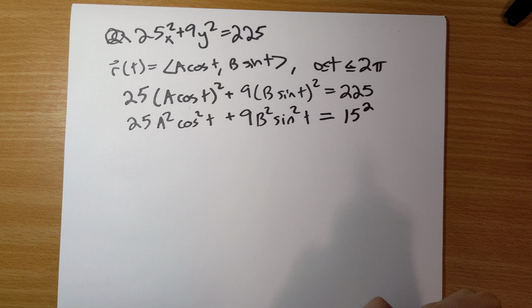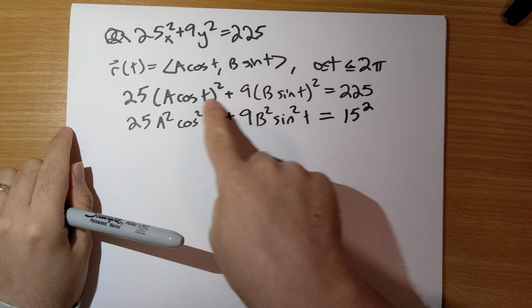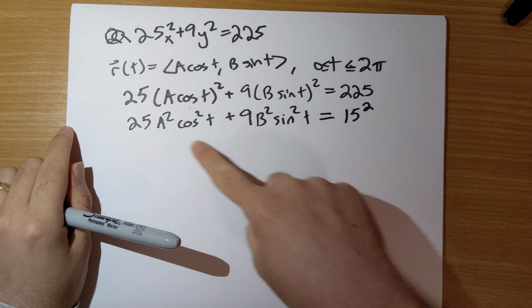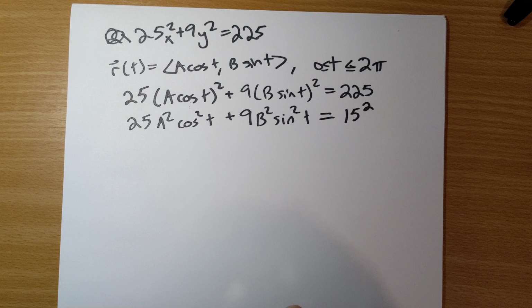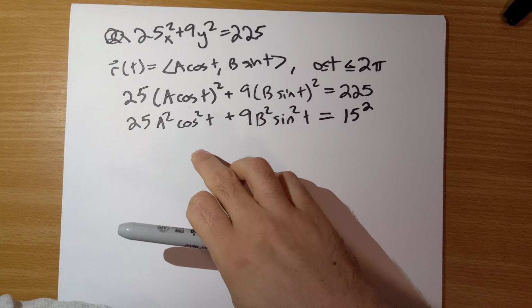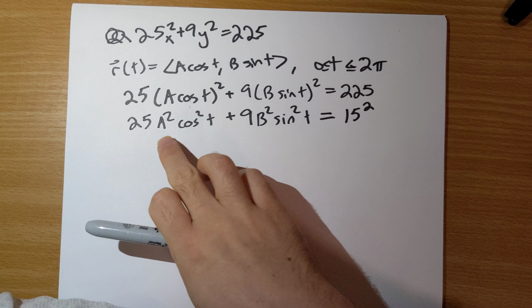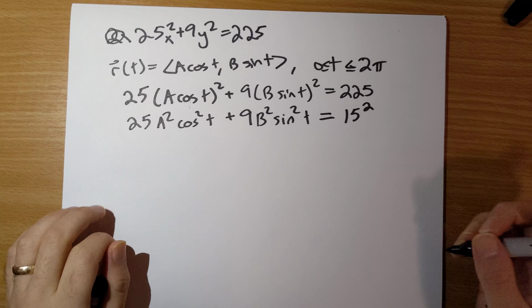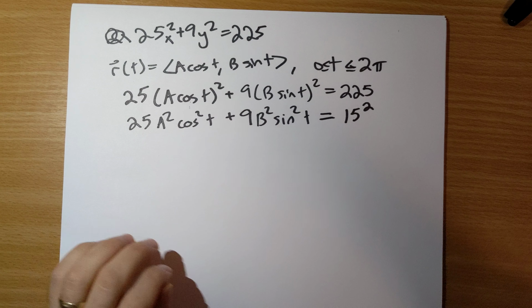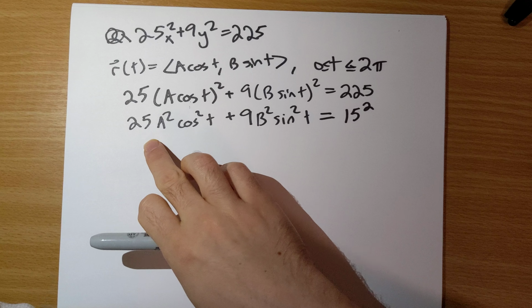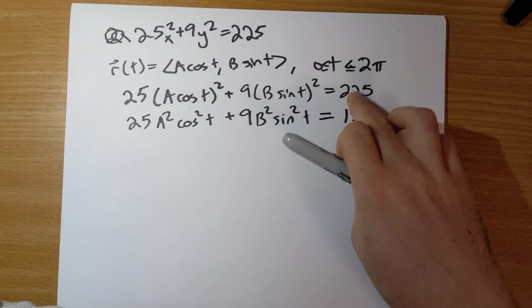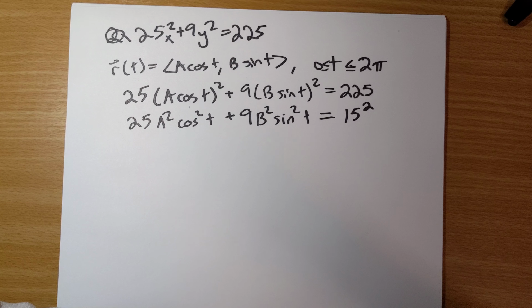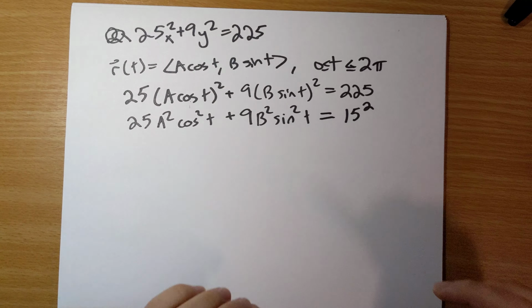So the thing that we would like is we would like this whole thing to equal 15 squared here. Well, we know that cosine squared t plus sine squared t is equal to 1. And so the question is, is there a way to choose a and b in order to get this to be 225, 15 squared?